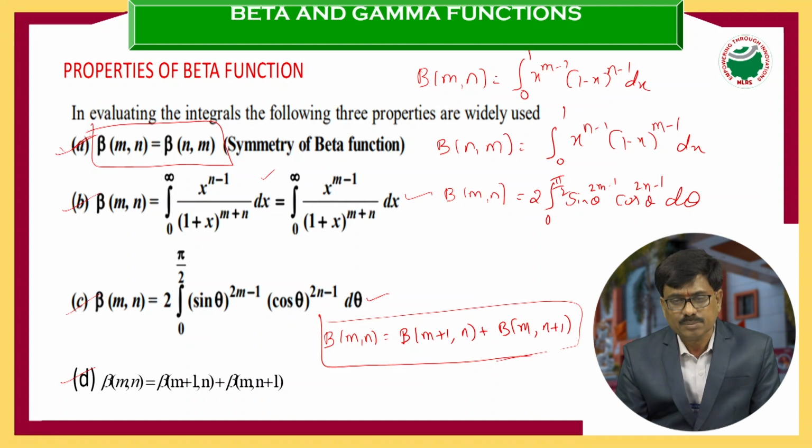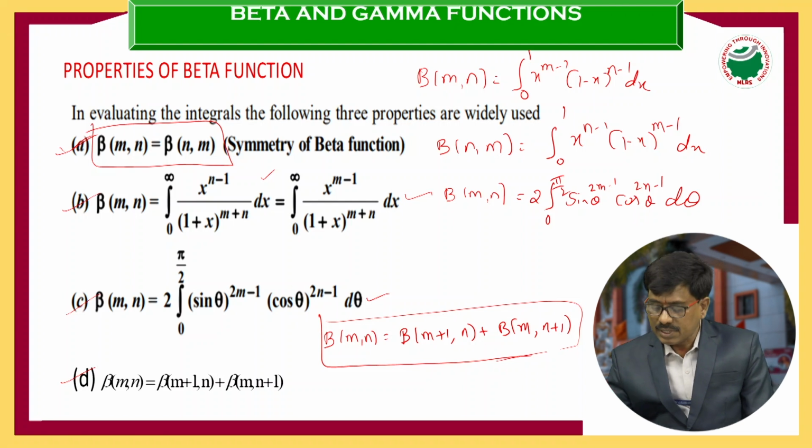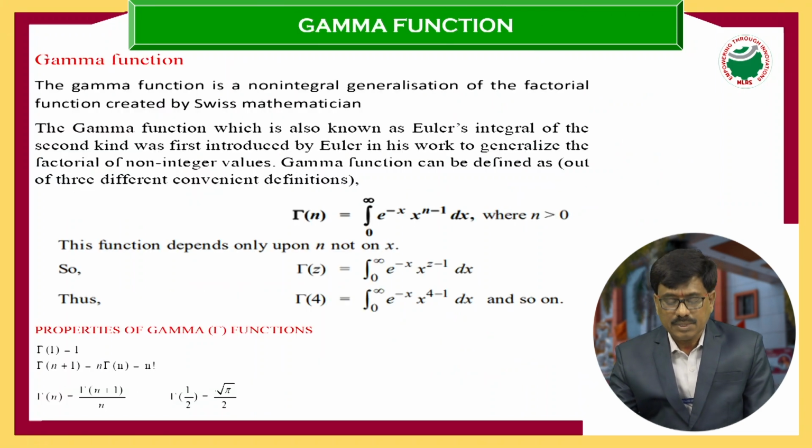What is the first property? It is called the symmetric property. The second property is called the integral property. The third property is called the trigonometric property. The fourth property is that we are adding natural numbers m comma n by adding 1, unity values. The resultant value becomes what? The resultant value is beta of m comma n.